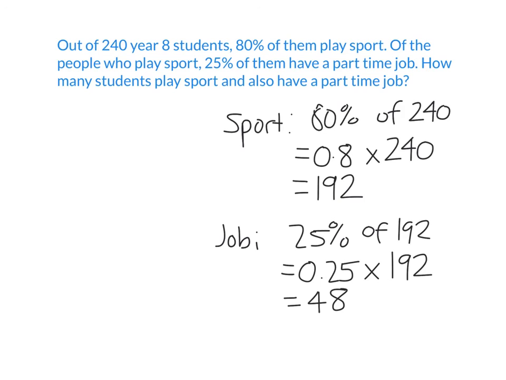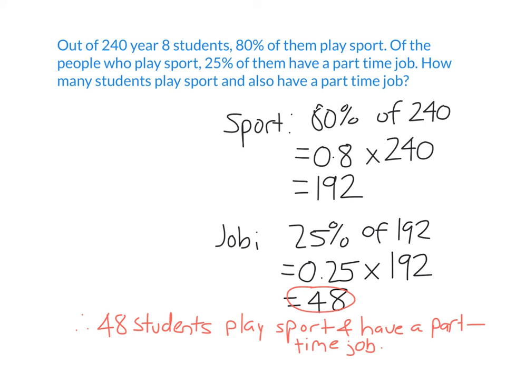So we found 192 students play sport, and 48 of those who play sport also have a part-time job. So the final answer here is 48. We should just write a worded answer to a worded question. So we just write here what I just said to show that you know what the question was about. 48 students both play sport and have a part-time job, and we have done it. We have answered the question.